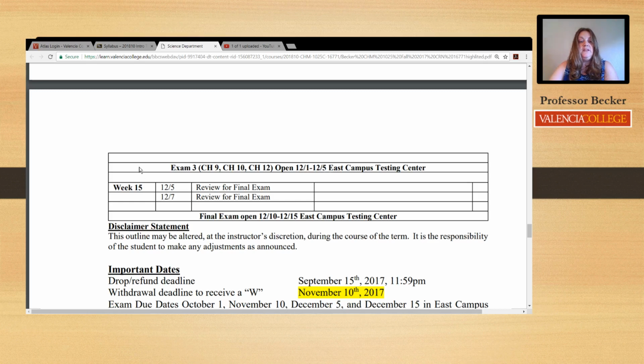Then week 15, all we're going to do is review for the final exam, and the final exam you'll be taking in the East Campus Testing Center, and it will be open December 10th through December 15th. The disclaimer statement just states if I have to change anything, I will let you know.